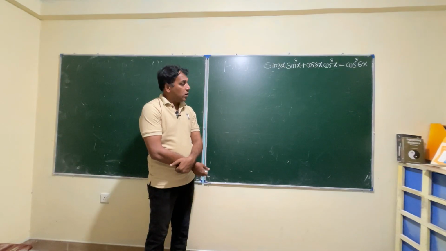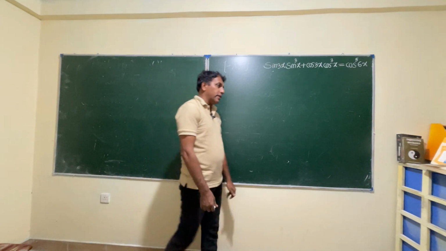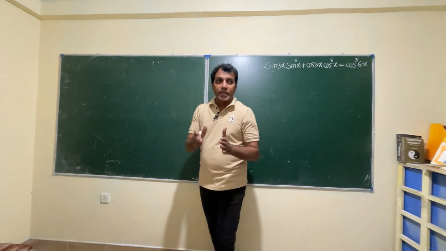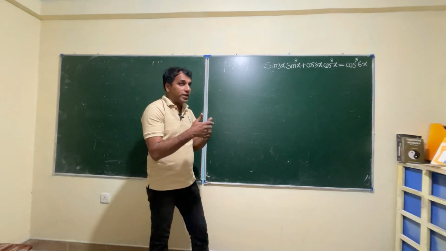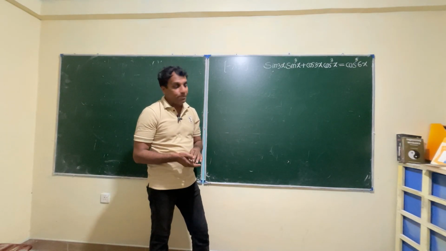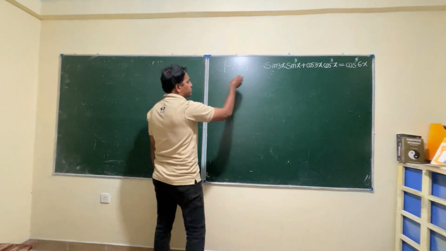Okay, see my solution. First we find the general solution, then you can turn to the given range, and see how many integer values or how many angles are available. Okay, see how I'm showing this question.